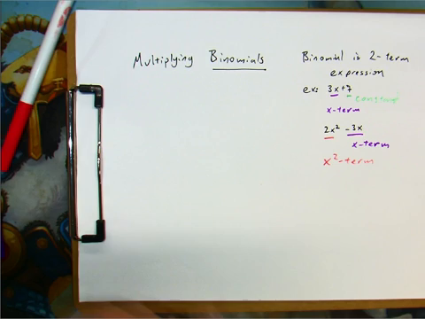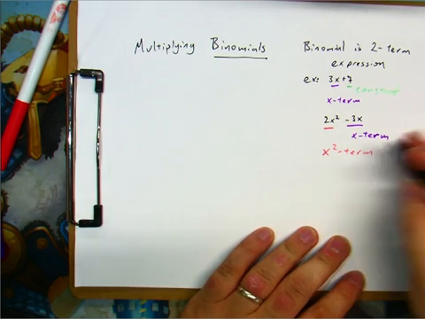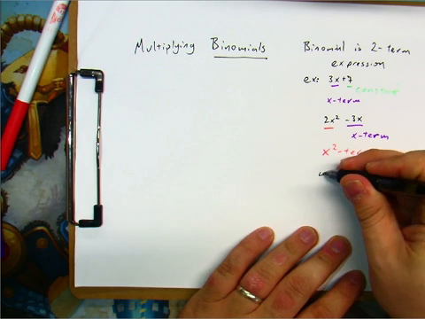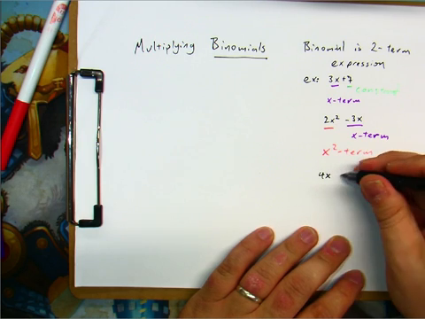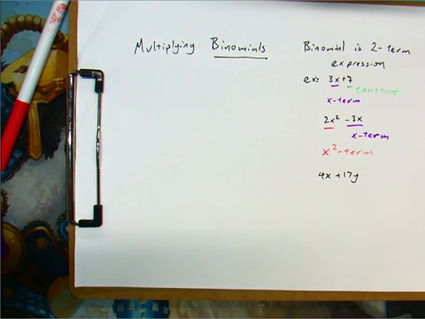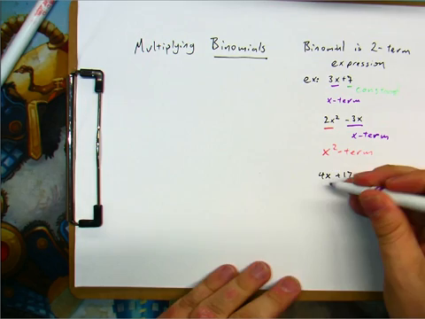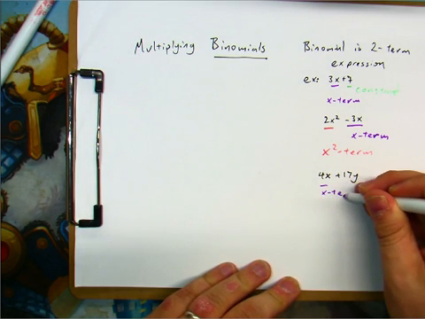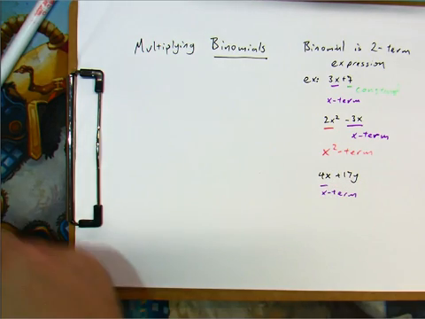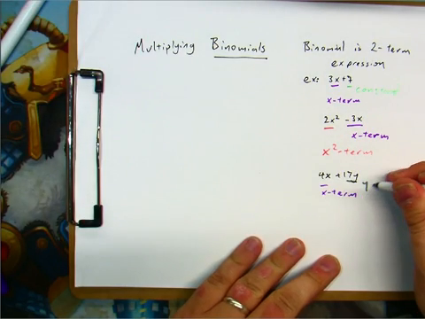Okay. I might even have two different variables involved. I might have a term that's 4x plus 17y. And in this case, again, I have two terms. I have my x term, and I have my y term. I'm running out of colors now. Y term. Okay.